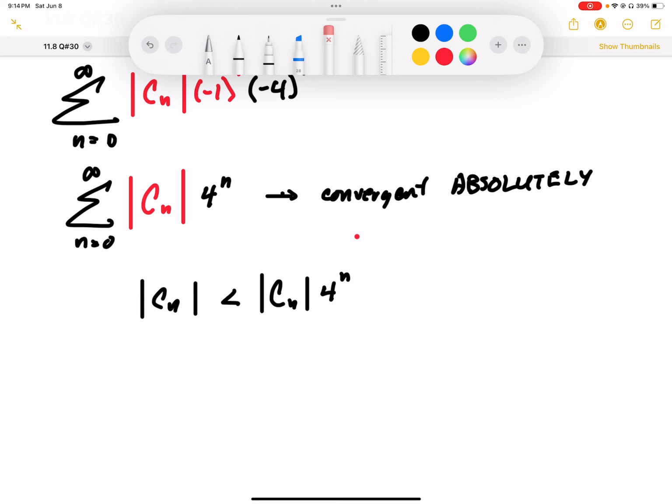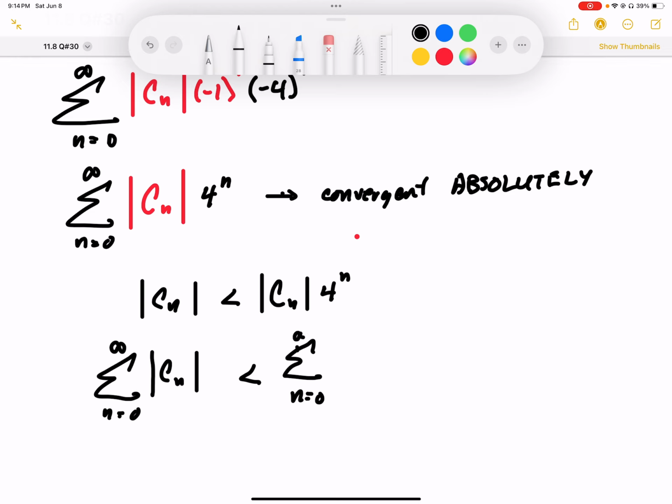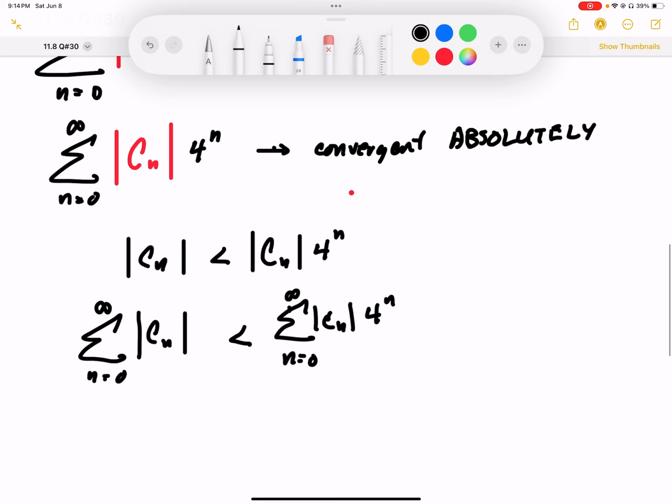And so we also know that for Cn, n equals 0 to infinity, this series must be less than this series here, which we have shown is converging absolutely. So we know that's converging absolutely, and so we know that this must also converge, right? And not only converge, we know that this converges absolutely.